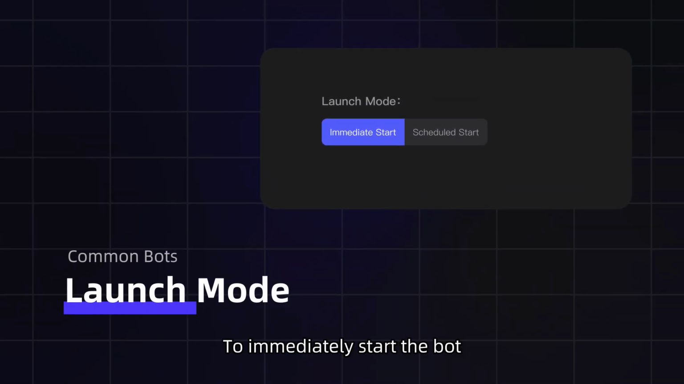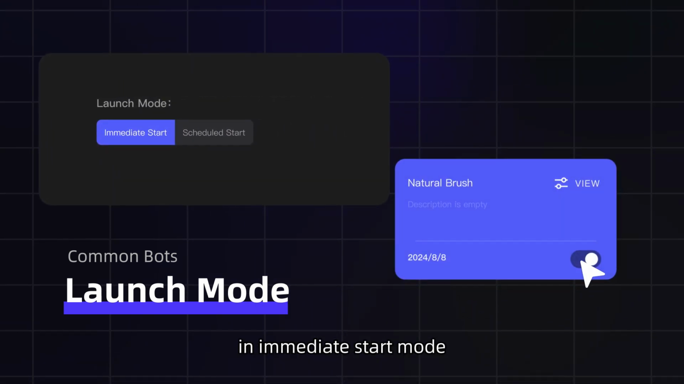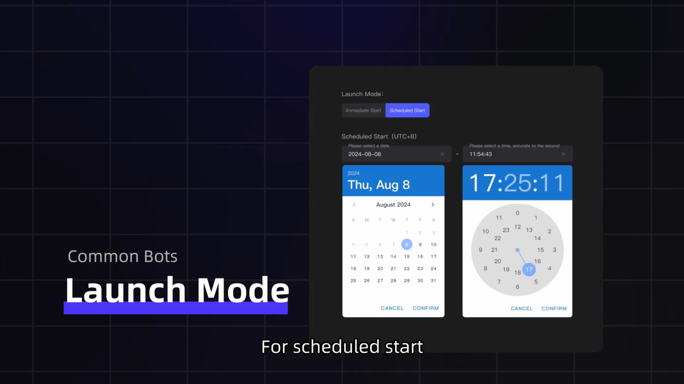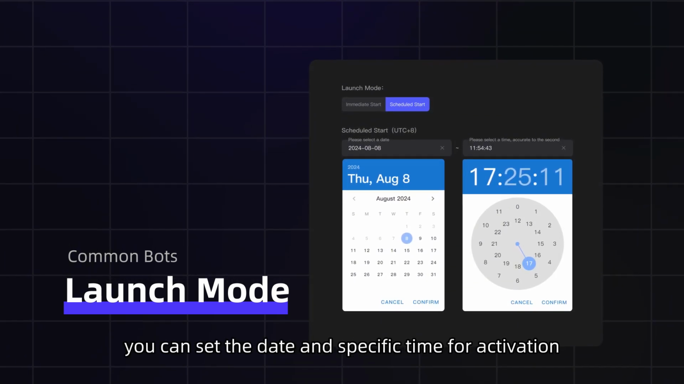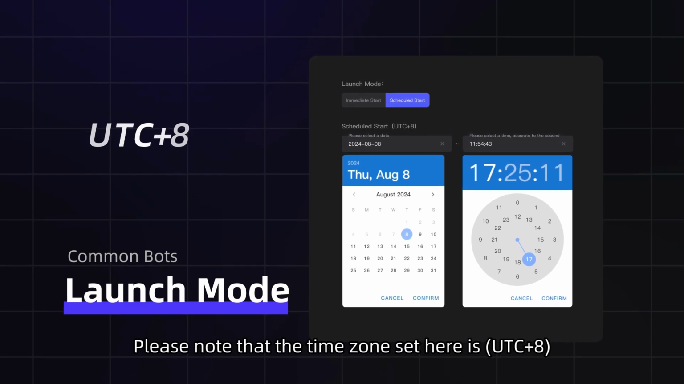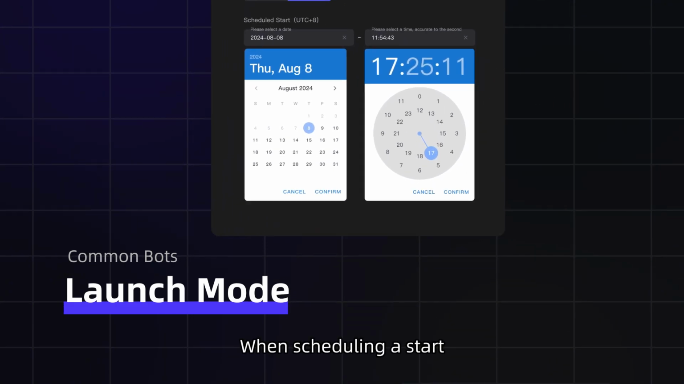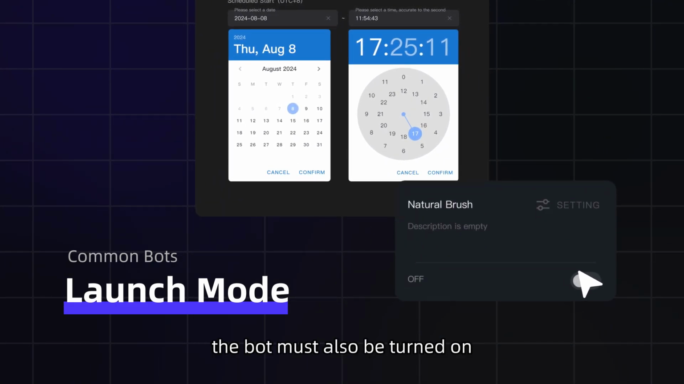Launch mode. To immediately start the bot, simply click the Run button in immediate start mode. For scheduled start, you can set the date and specific time for activation, accurate to the second. Please note that the time zone set here is UTC+8. When scheduling a start, the bot must also be turned on.